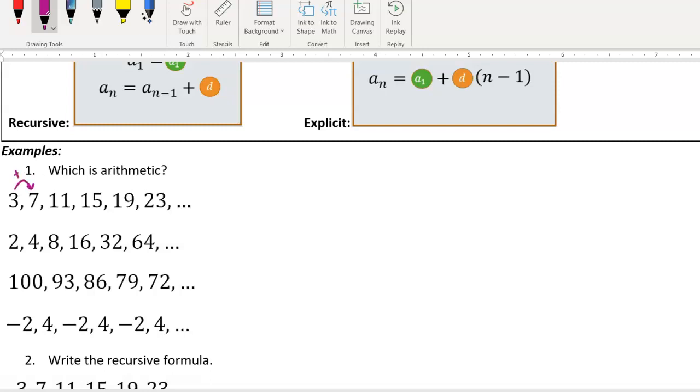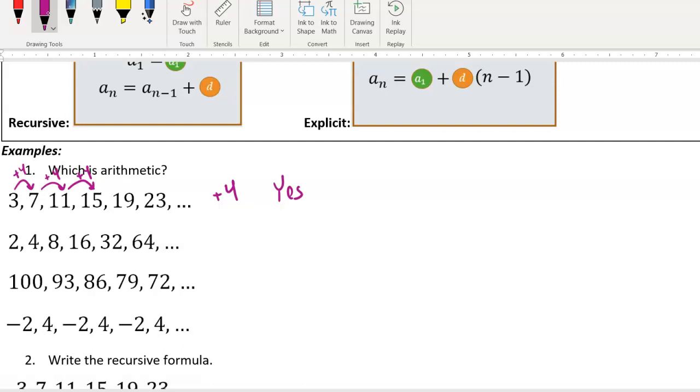To get from 3 to 7, adding 4. To get from 7 to 11, we're adding 4. From 11 to 15, we're adding 4. So we're adding 4 each time. That would be our common difference, and so yes, that represents an arithmetic sequence. Let's look at the next one.